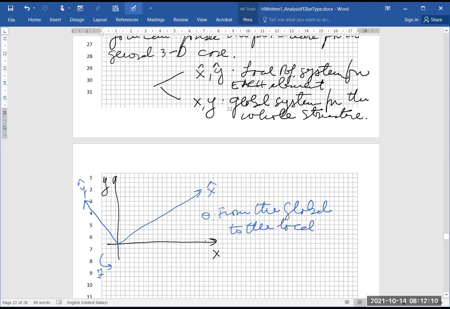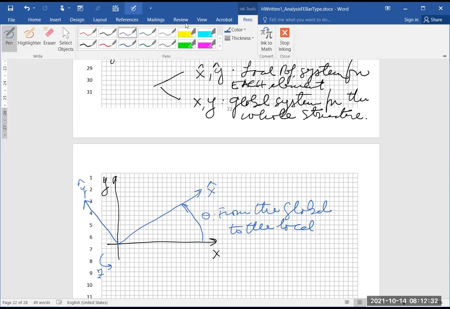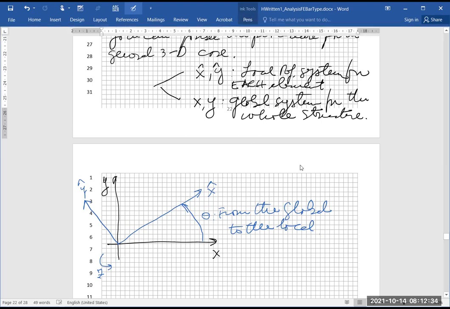Okay, and you see that it is counterclockwise, and that's Z. So in this case, it is going to be plus about 40 degrees. Okay, so now let's consider one vector in the global reference system. So let's see this vector here.